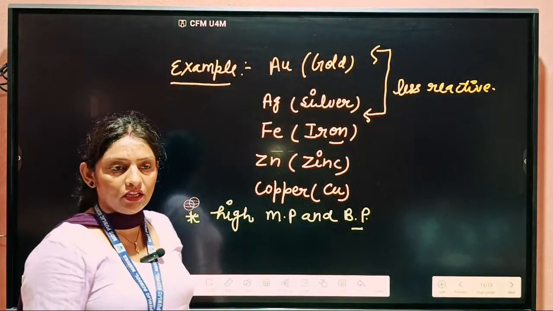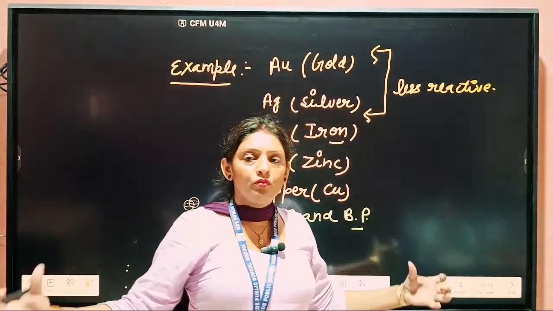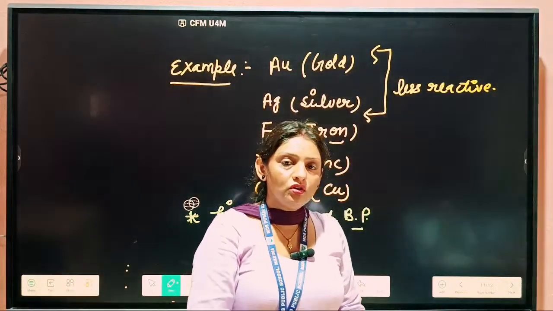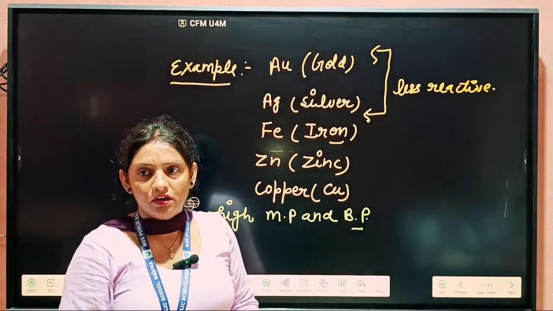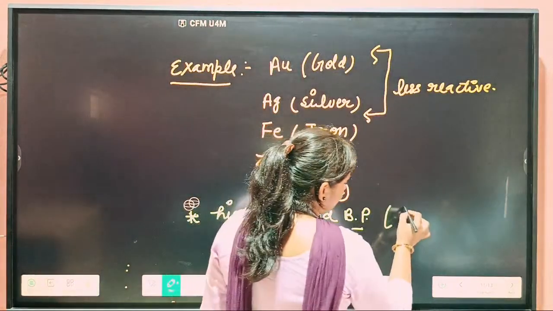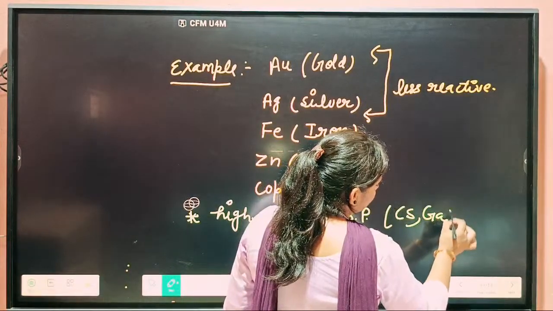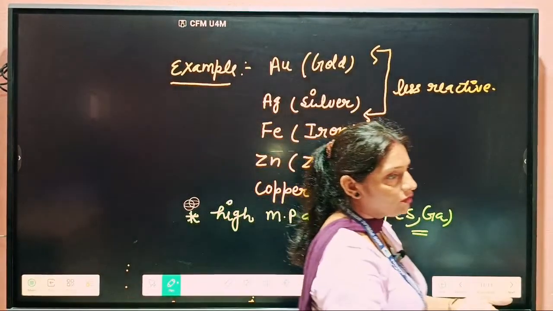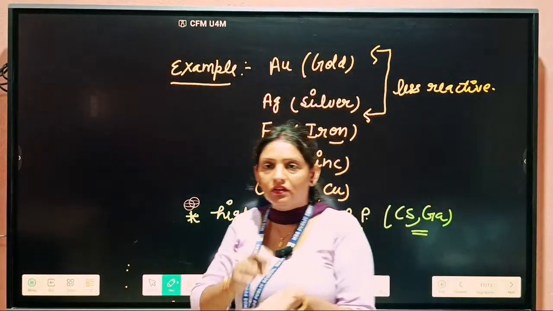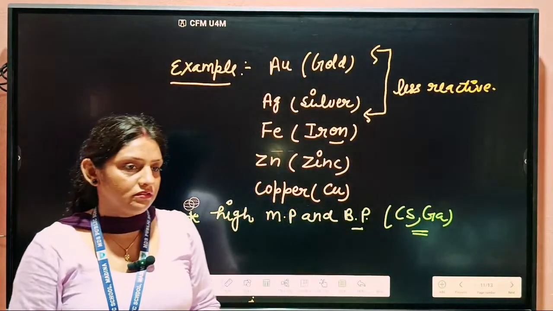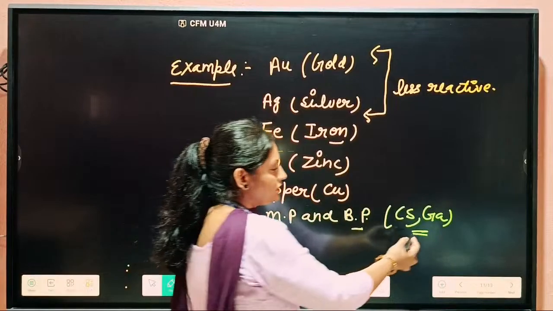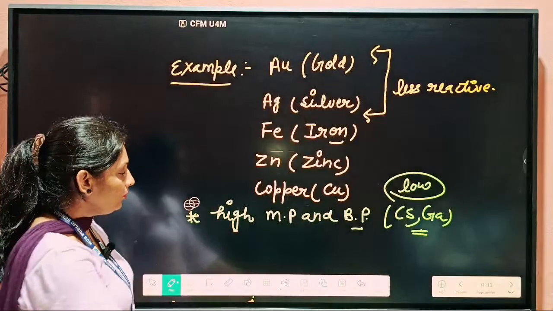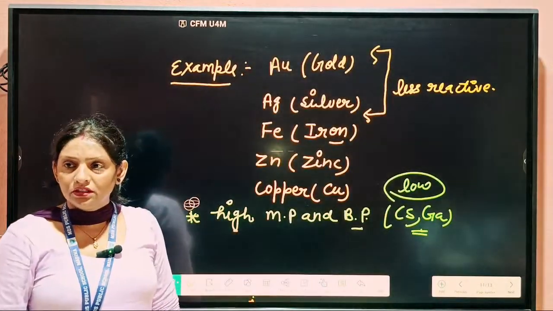Because they are hard in nature, they are solid in state. So the force of attraction between the particles of the metal is strong, so they have high melting and boiling points. Except cesium and gallium. These are the metals which can be melted by the heat of our palm. Means if we keep them in our palm, then they melt. So their melting point is low. These are the exceptions. Otherwise, all metals have high melting and boiling points.